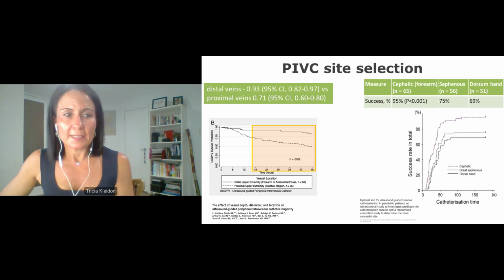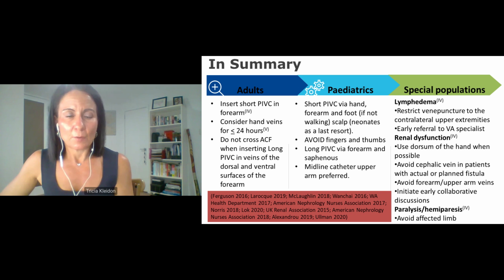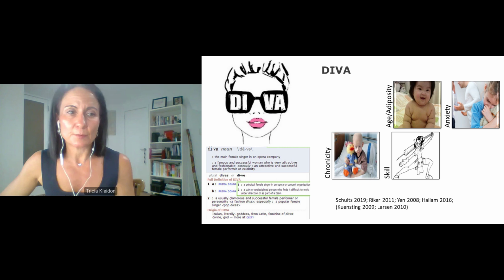So this is kind of a summary table that I won't go through in too much detail because it's kind of everything that we've just been through. And I think the time is kind of scooting along. So I just want to quickly touch on the difficult intravenous access patients as well, because that is starting to make up quite a large cohort of the patients that we see.